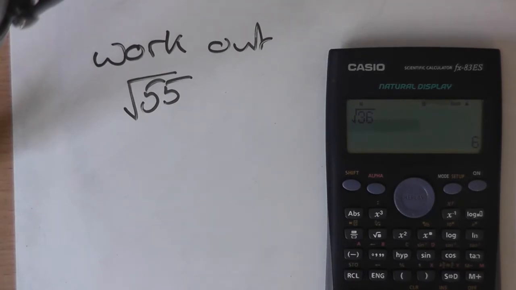It is possible that on your calculator you might have to do it the other way around. So you might have to type the 36 first and then press the square root button. But test on your calculator which way round you need to do it. If you get the 6, then that's the way round you need to go.